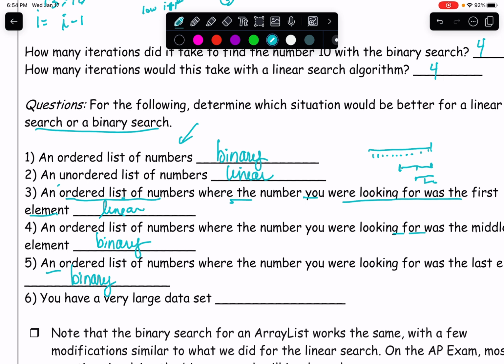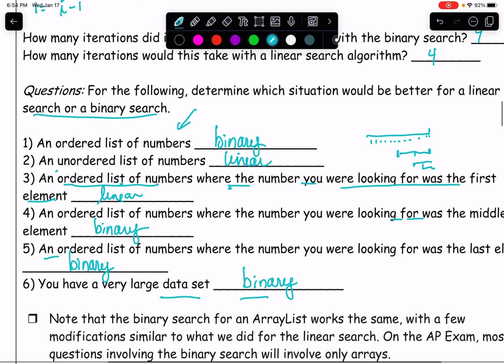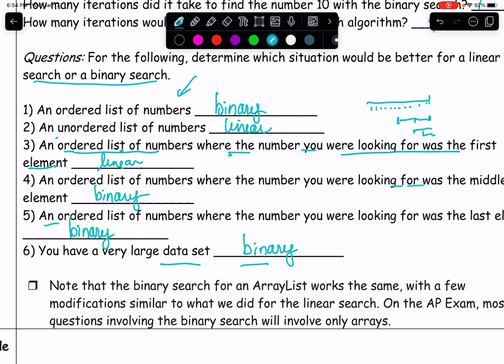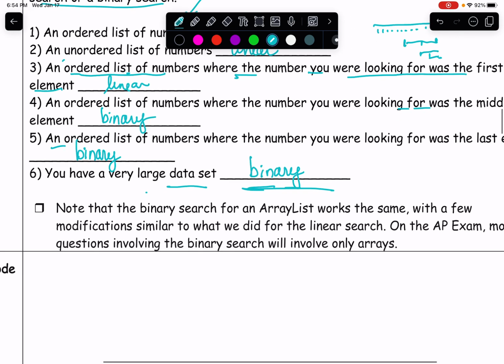And if you have a very large data set, you're going to try to do a binary search, and it would even probably be beneficial if it's very large to sort it and take the time to sort it and then do your search. So again, sorting comes next, but we are going to just realize that we have to have it sorted. That's all that really matters for this binary. So note that the binary search for an array list works the same with a few modifications similar to what we did for the linear search.